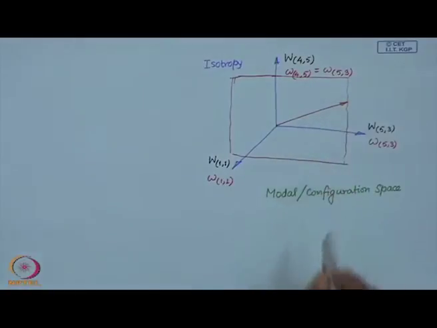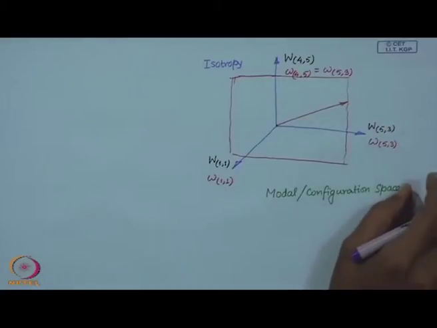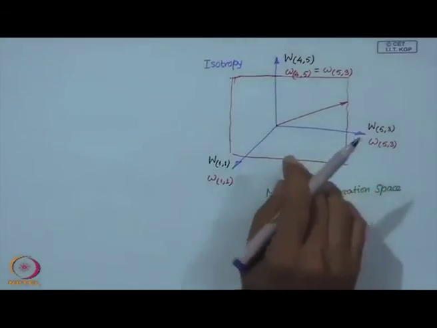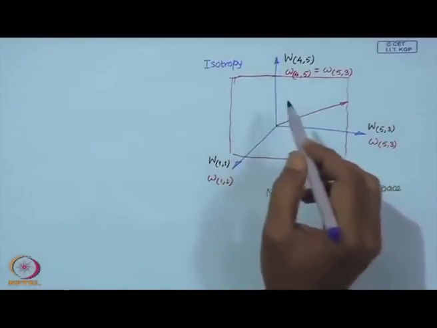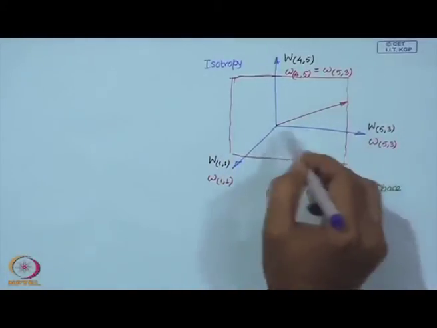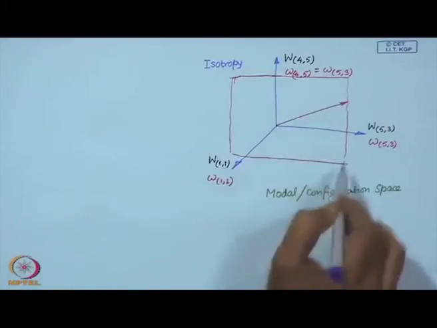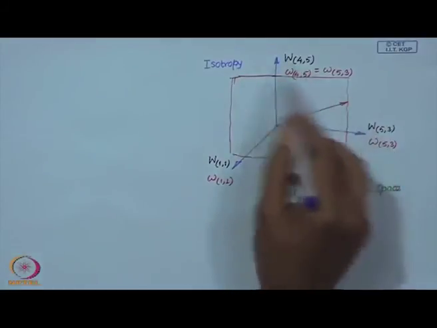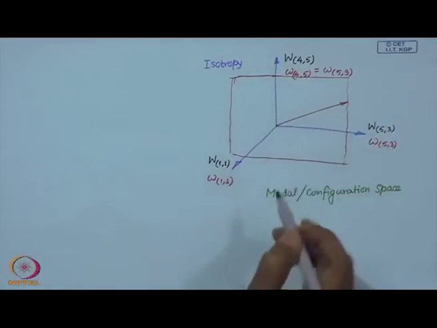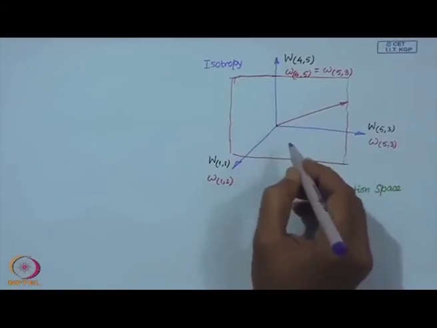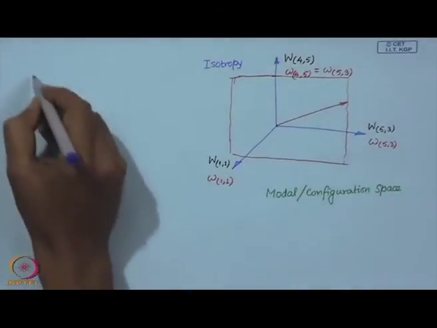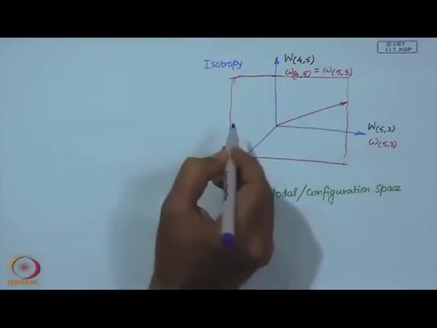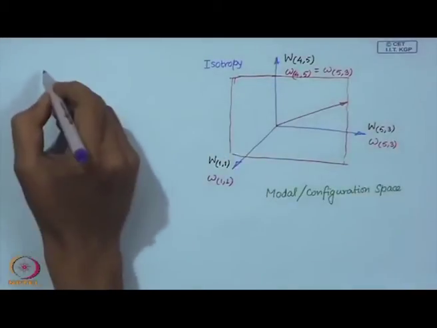This property is completely missing in the case of strings. So, in strings, for example, we do not have modal degeneracy, we do not have this property at all. So, this is one distinction of a membrane from a string. Once again, this function space which is spanned by these two eigenfunctions, the membrane dynamics is isotropic in this. So, imagine that you are exciting this membrane close to omega 53.